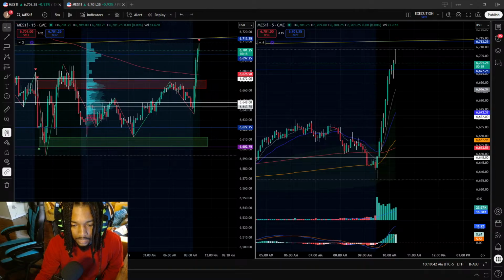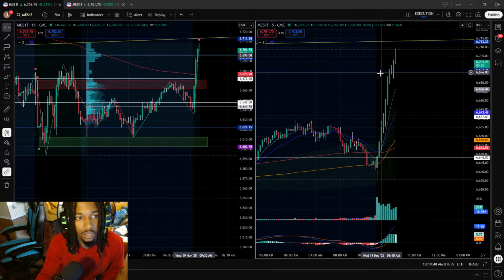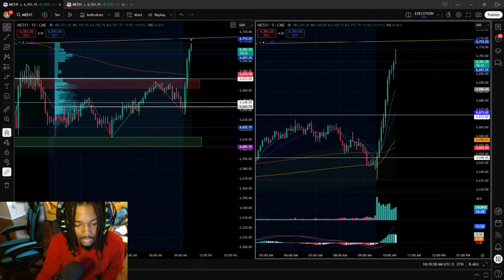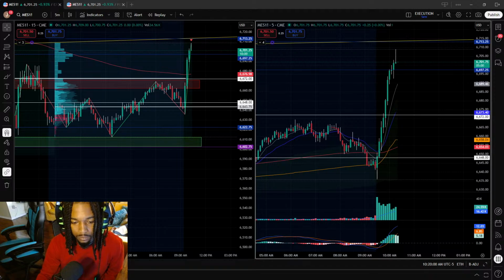I'm waiting for this next candle to open up so I could get in a better position, because this is a major signal on the 5-minute and 15-minute. I kind of want to see that play out. So I want to wait for a pullback here. Well, not pullback, but a retracement towards the upside.